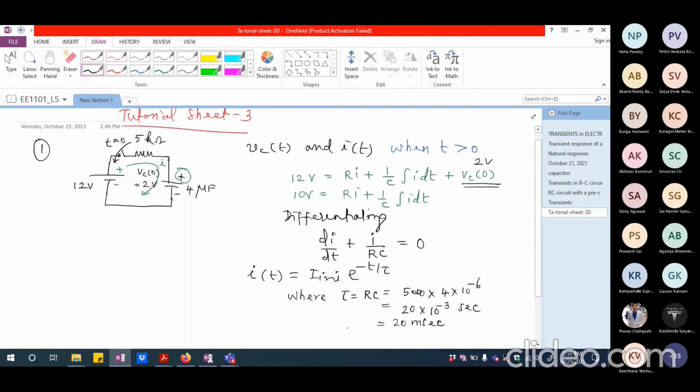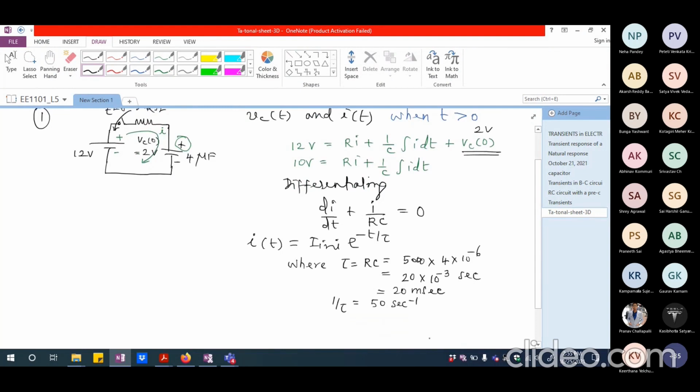Okay. So 1 by tau is going to be 1 by 20 into 10 power minus 3, which happens to be 50. So 1 by second, you can say 50 second power minus 1 if you want to. Doesn't matter. It is essentially hertz, cycles per second. Cycles generally doesn't have a dimension. So generally you are going to say this is second power minus 1. That's fine. So what is I initial now?